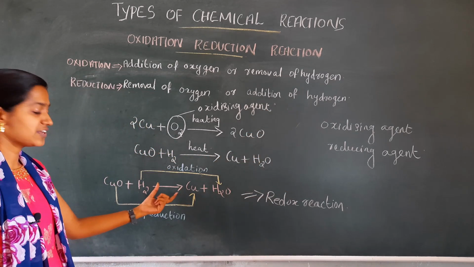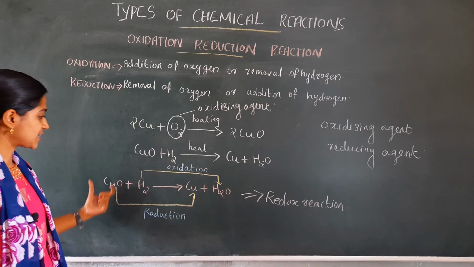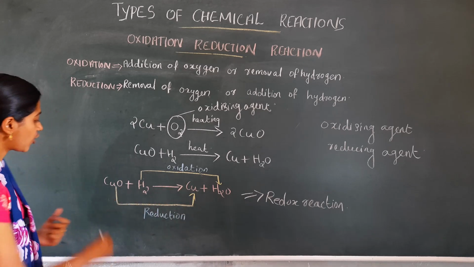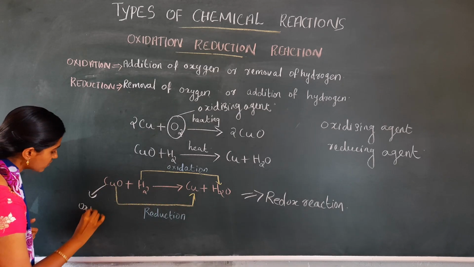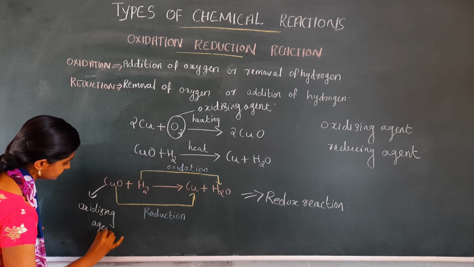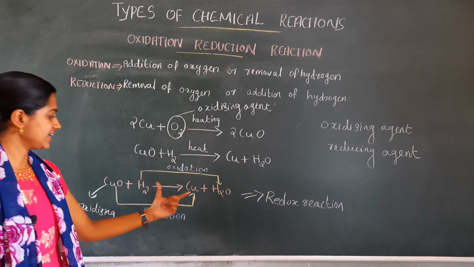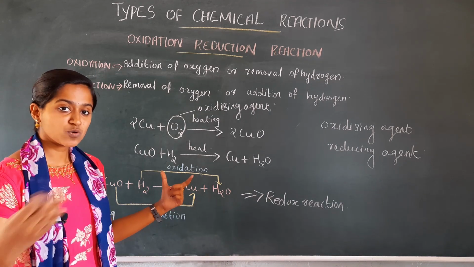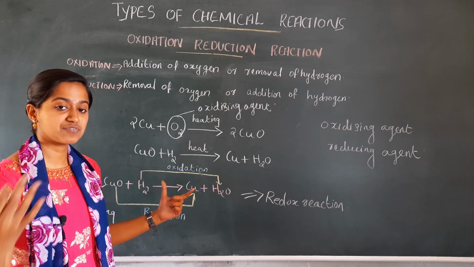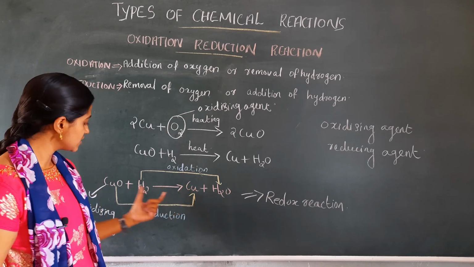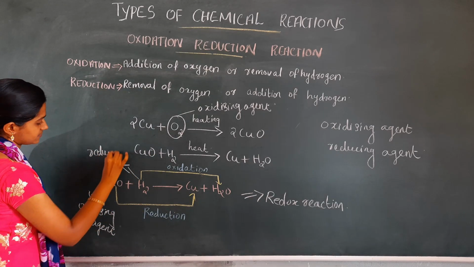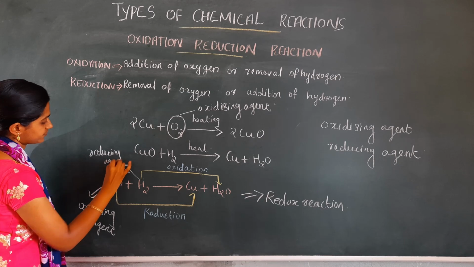Okay, so when we look at this redox reaction, the substance which gives oxygen is copper oxide. So copper oxide acts as the oxidizing agent. Then the substance which removes oxygen or adds hydrogen during the redox reaction is called the reducing agent. So in this equation H2 acts as a reducing agent.